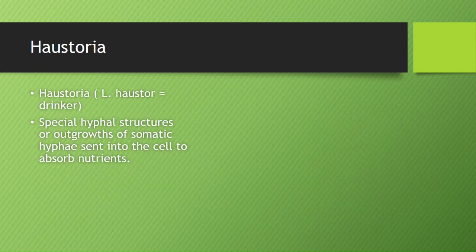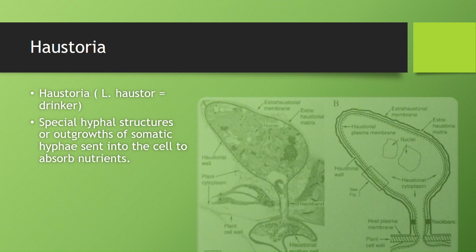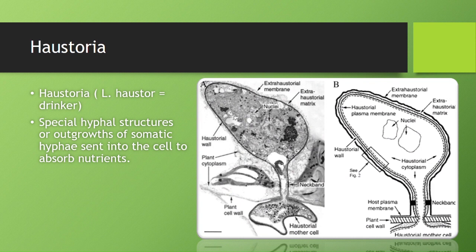After that, haustoria. Haustorium is also derived from a Latin word, haustor, meaning drinker. This is also a special structure or outgrowth of the somatic hyphae, and is used to absorb nutrients from the cell. It's important to know that when the haustorium enters the cell, it ruptures the cell wall, but it does not rupture the plasma membrane. Although it ramifies or branches extensively in the cell, it does not rupture the plasma membrane.